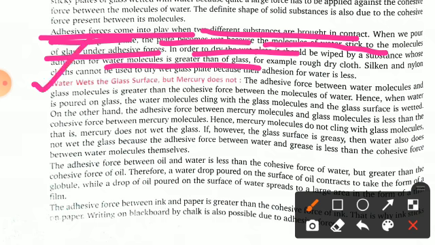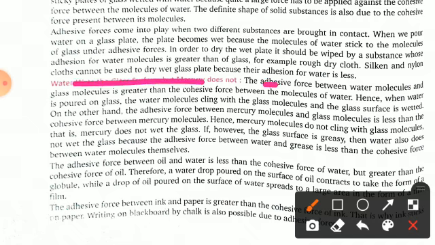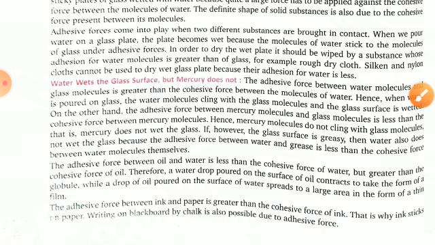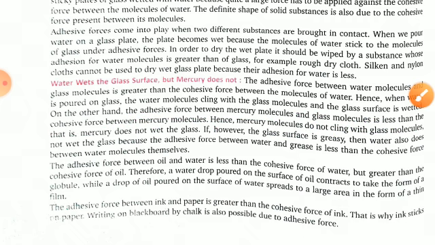Why does water wet the glass surface but mercury does not? The adhesive force between the water molecules and the glass molecules is greater than the cohesive force between the molecules of water. Hence when water is poured on glass, the water molecules cling to the glass molecules and the glass surface is wetted. This is the reason. On the other hand, the adhesive force between the mercury molecules and the glass molecules is less than the cohesive force between the mercury molecules. Hence mercury molecules do not cling to the glass molecules. Fine? That is, mercury does not wet the glass.